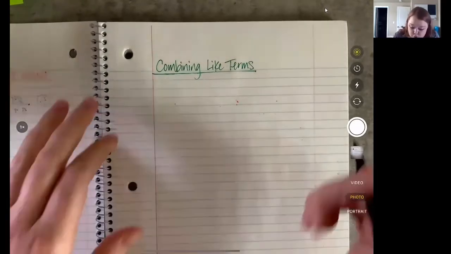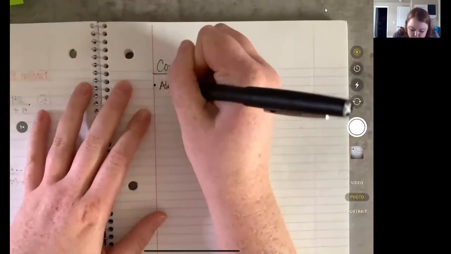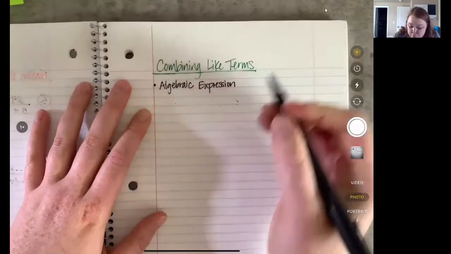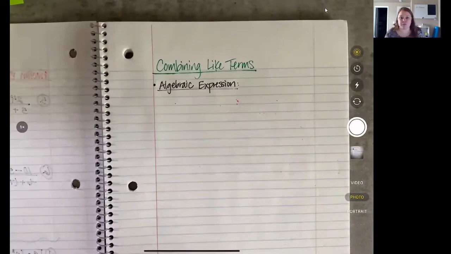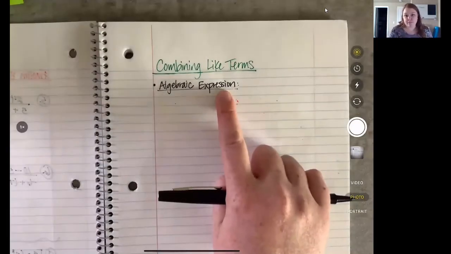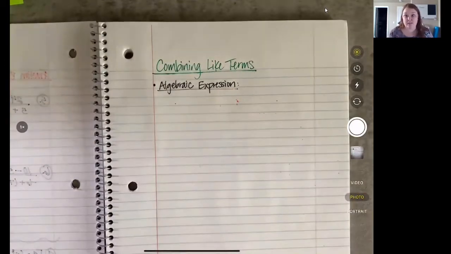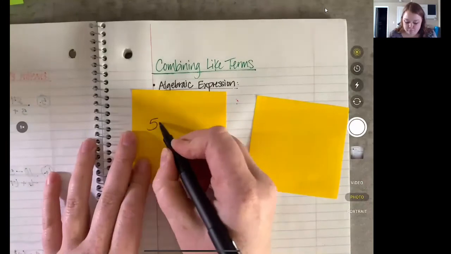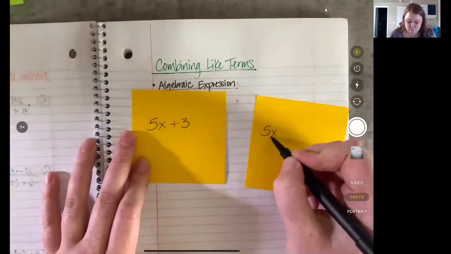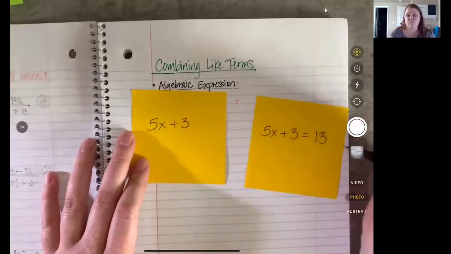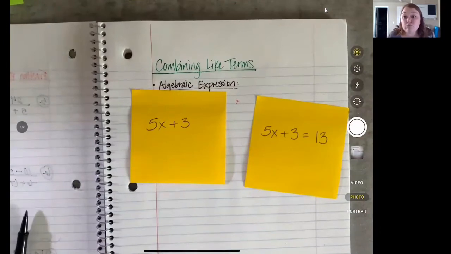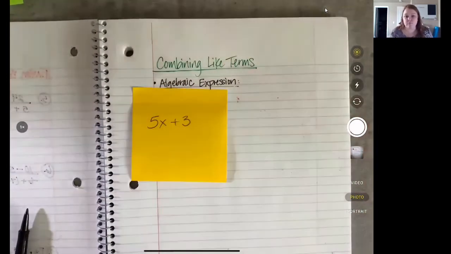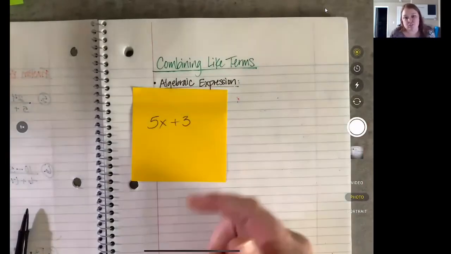So here's our first vocab term, algebraic expression. Algebraic expression. First of all, let's just talk about expression. There is a difference between an expression and an equation. So I'm going to write two different things. Which one of those is an equation? Yep, has an equal sign, so it's an equation. If there's no equal sign, but there are terms being added or subtracted, then this is just an expression, okay?